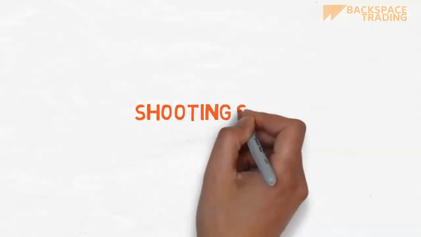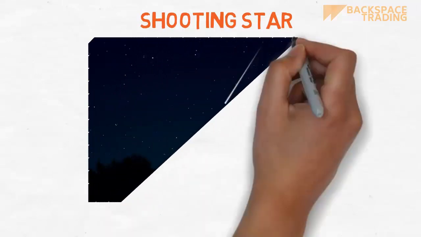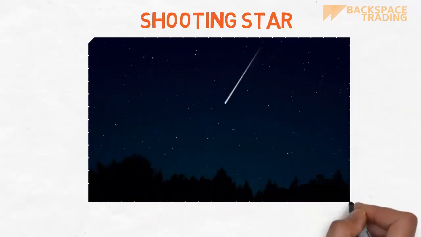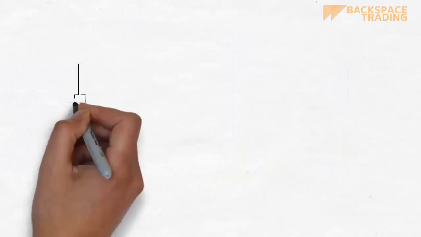Let's learn about the shooting star candle. Well, have you seen this in real life or on TV? This is a shooting star falling from the sky down to earth. Well, it's the same case with the market too, okay? Falling from the sky. Let's see how it looks.